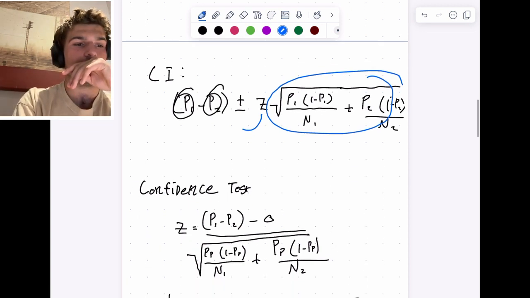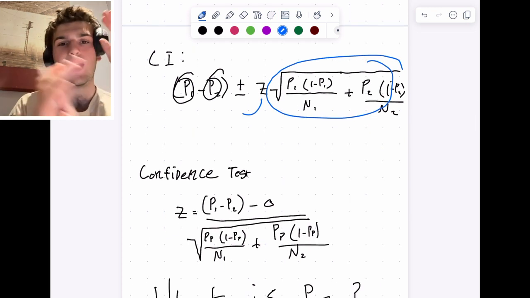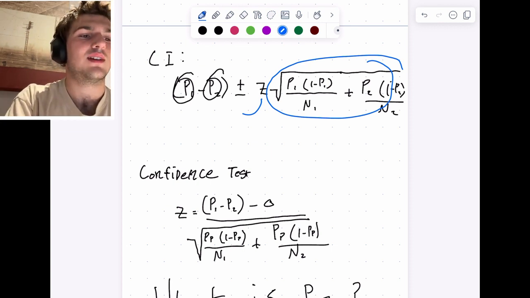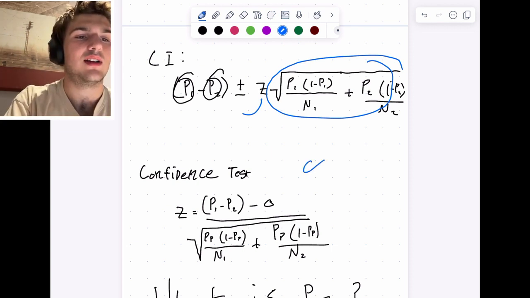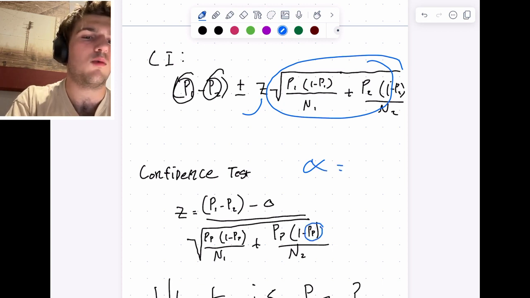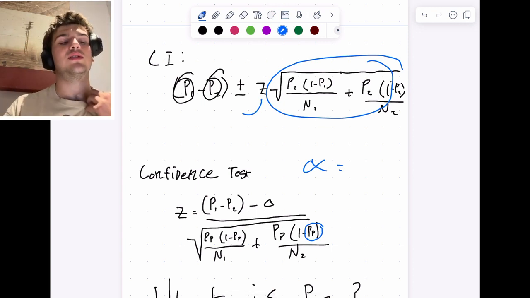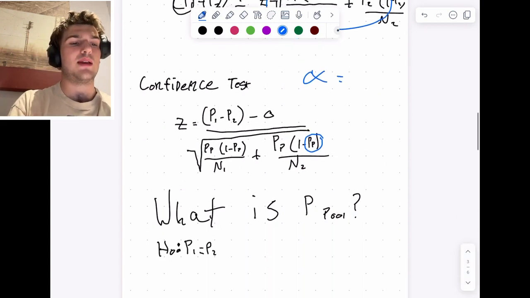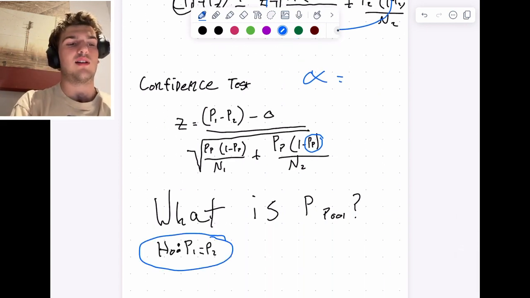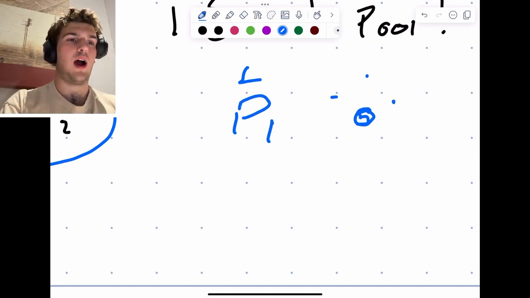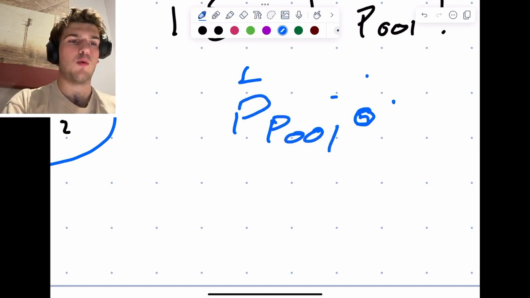So there's going to be a difference between our confidence interval equation and our test against alpha. When comparing to alpha, we want to do something called p-pool. Why would that be? What's this difference in equations from? So why p-pool? It's because our null hypothesis is that P1 equals P2.